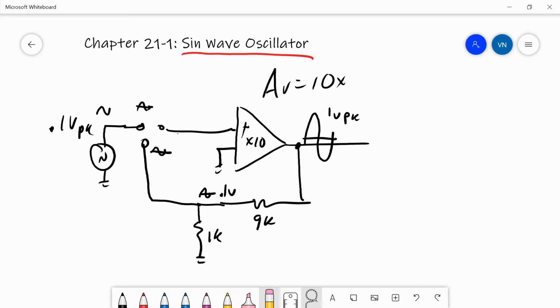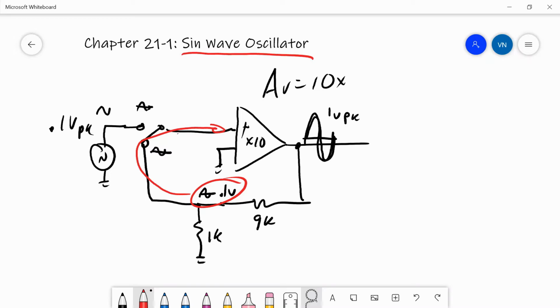So what I can do very quickly, if I flick this switch over to here, now I've got the 1 volt peak getting reduced down to 0.1 volts peak, and then it goes in and feeds itself, gets multiplied 10 times, and gets me back my 1 volt peak. So I've created an output that turns around and feeds itself.